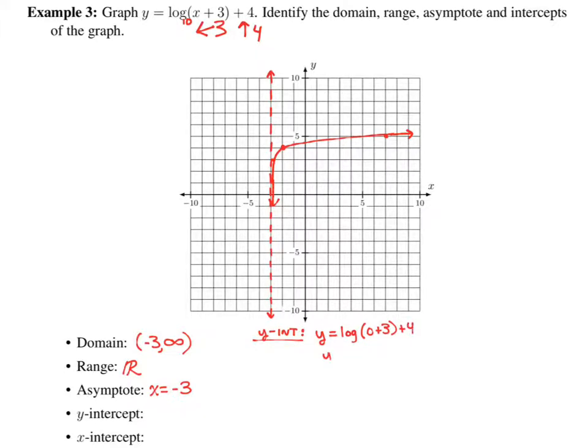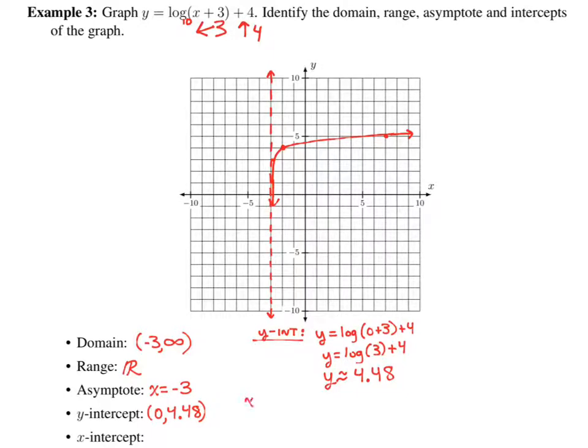Putting in 0 for x, so it's log of 3 plus 4. Then throw that in a calculator, and you get about 4.48-ish. So it's the point (0, 4.48-ish). So sometimes you have to do the calculations to figure out the intercept.